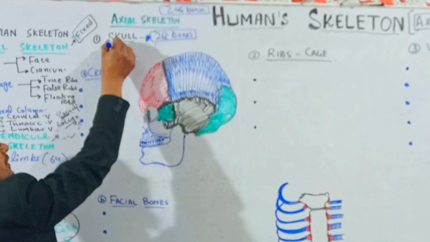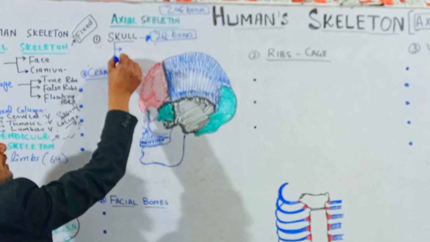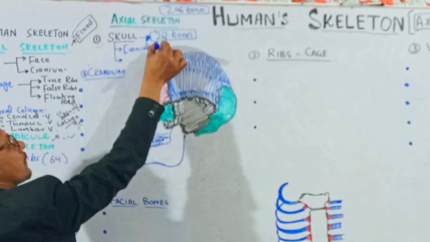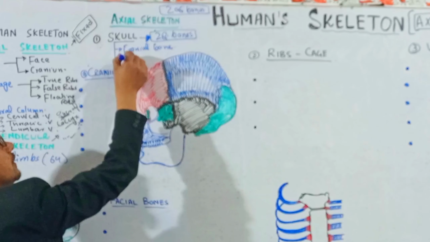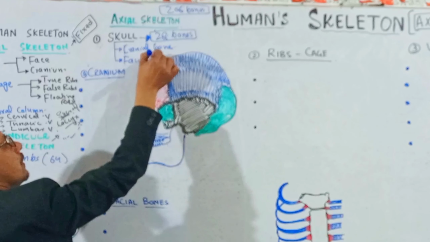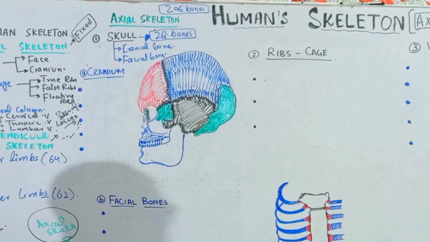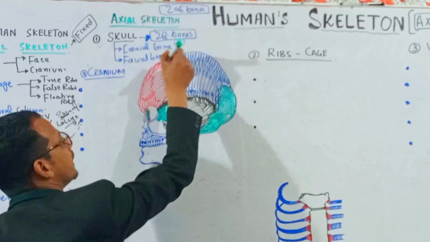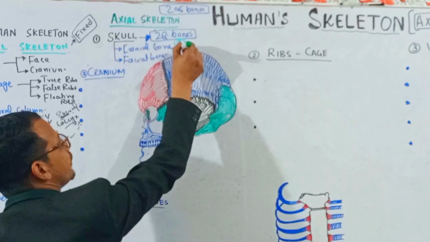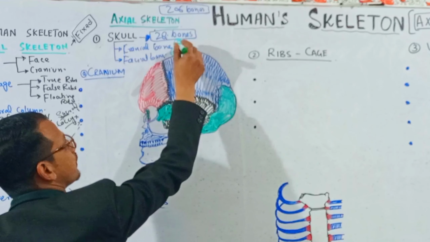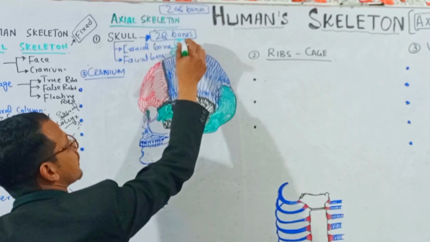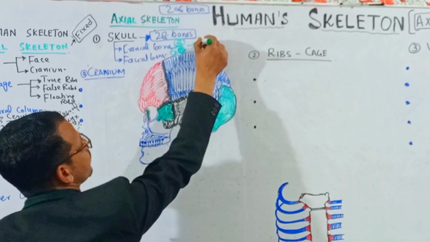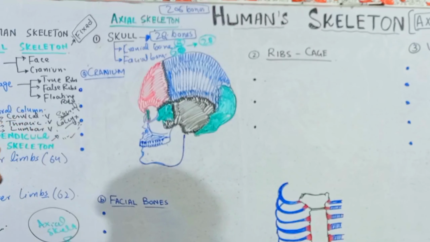These 28 bones are further divided into two parts: first cranial bones and facial bones. Right, in the cranium there are 8 bones. In the face there are 22. Sorry, there are 20 bones. Right, the full number is 28 bones in the skull.